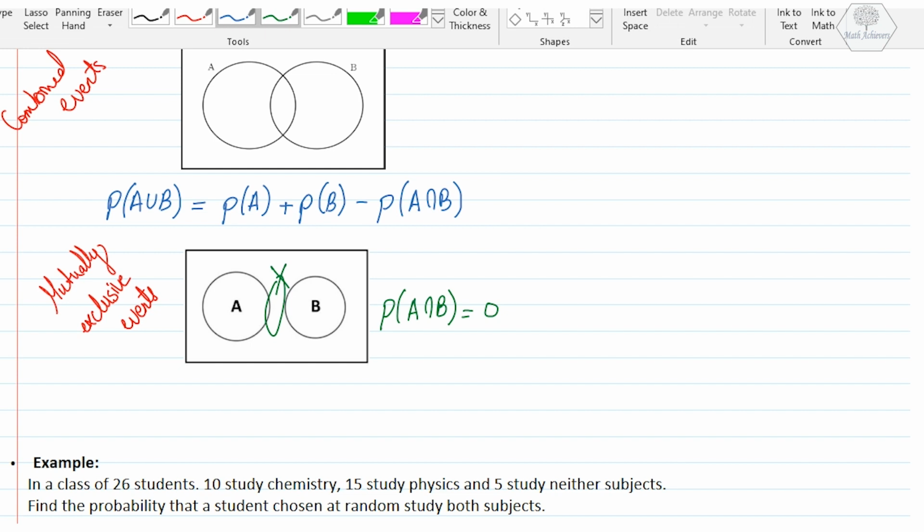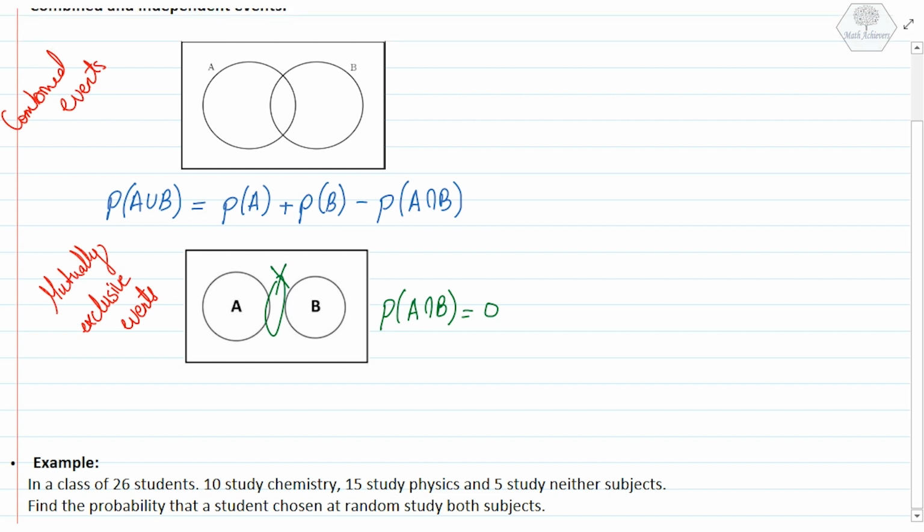So, since the probability of A intersection B is equal to 0, the probability of A union B is simply equal to the probability of A plus the probability of B. It's simple and easy. In mutually exclusive events, I don't have an intersection, so the union is equal to the probability of A plus the probability of B, because the probability of A intersection B is equal to 0.